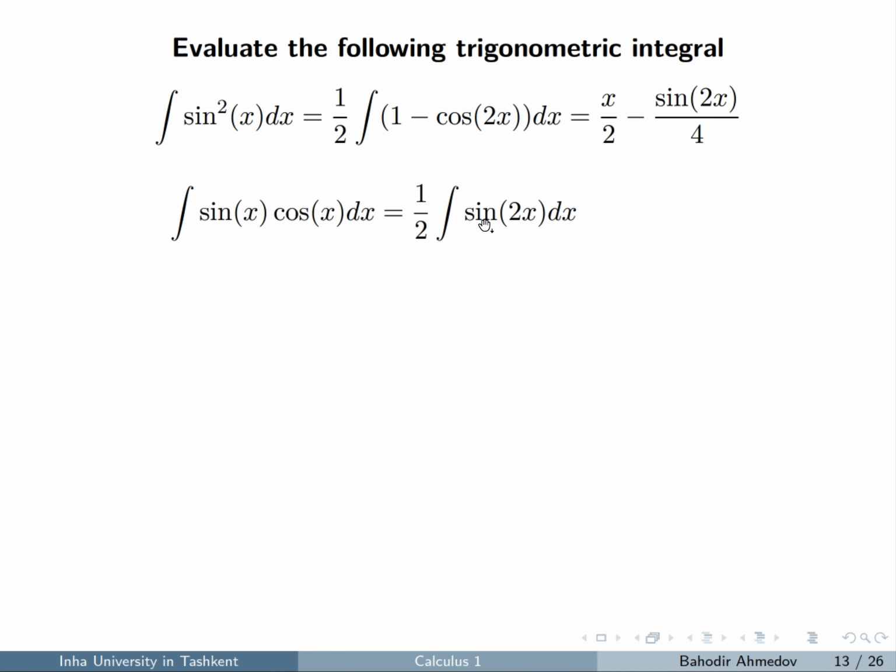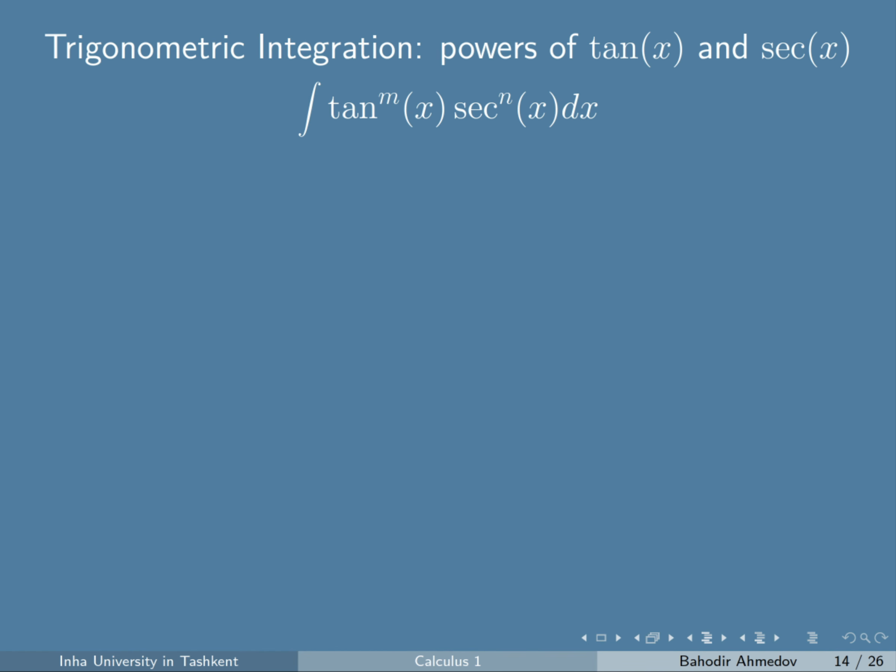Or another example would be sine of x multiplied by cosine of x, which can be simply written as sine of 2x over 2, and by integrating this we're going to get the answer minus cosine of 2x over 4. So another type of trigonometric integration that we're going to consider is where we are given the multiplication of the tangent and the secant with different powers.